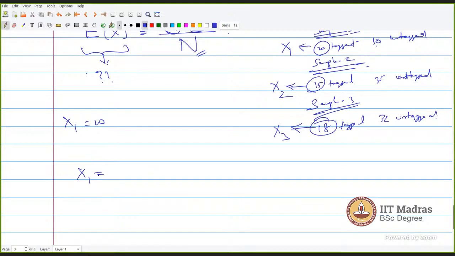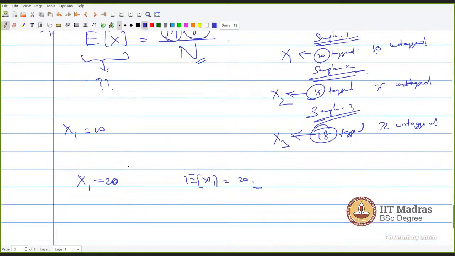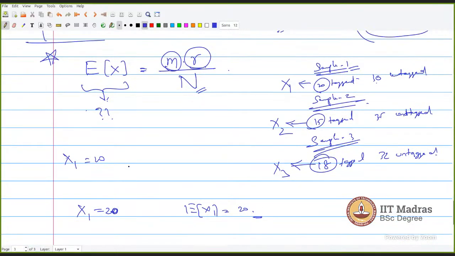And this x1 is 20, and the expected value of x1 is 20. So I have only one value for my random variable, and what is the expected value of that random variable? If I have only one value, it is the same value, right? Same value, right? Am I making you confused?